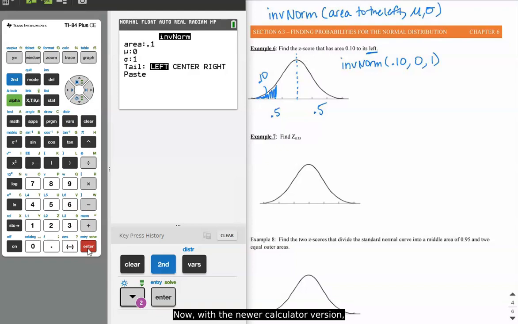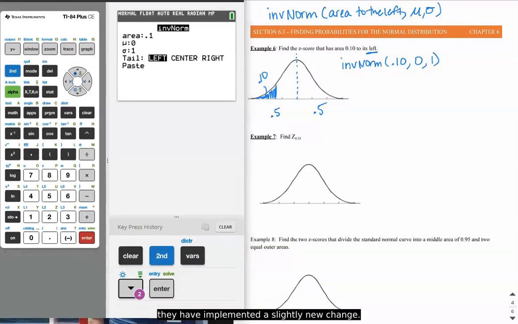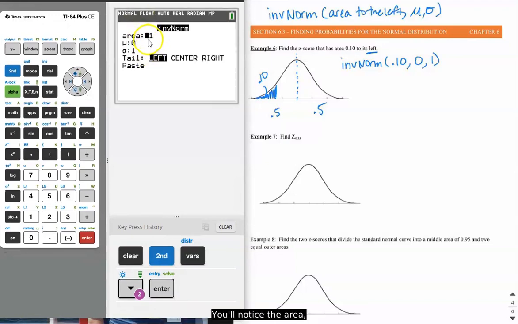Now, with the newer calculator version, they have implemented a slightly new change. So you'll notice, right, the area, mean, sigma, and then they have the tail, right? So is this tail to the left? Is it in the center, or is it the right? So this is really handy. This means you don't really have to convert it as long as you tell the calculator which tail it's in.